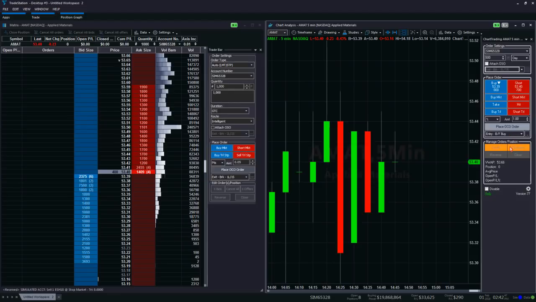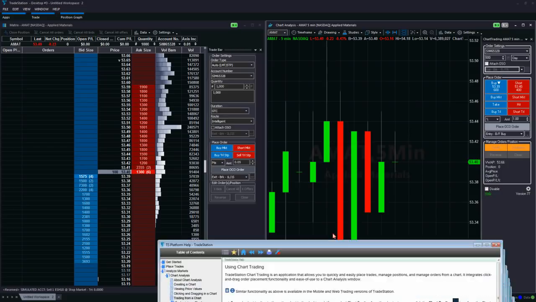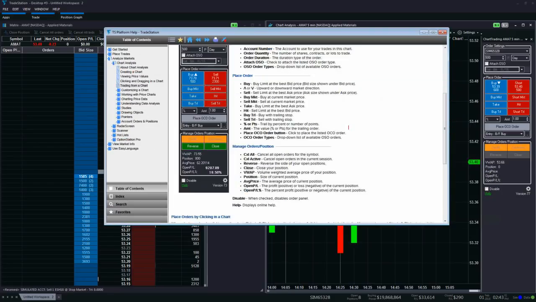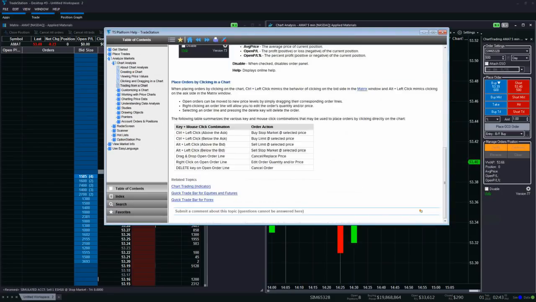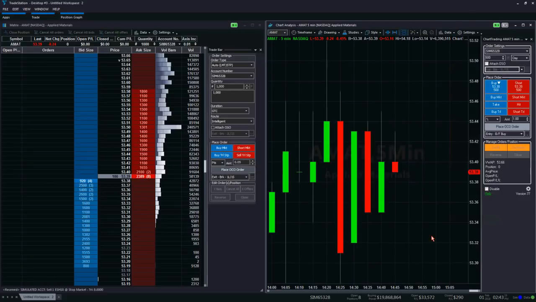Let me show you. By the way, when you first launch chart trading, it launches a little window letting you know what you need to click on in order to place a trade. So it's control left click to buy, control left click, buy limit. So let's take a look. I'm going to demonstrate it so it's easier for you to understand what's going on.